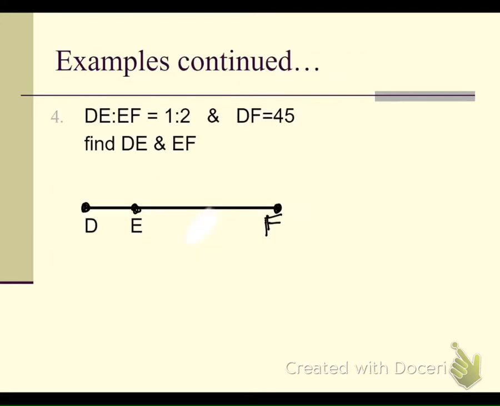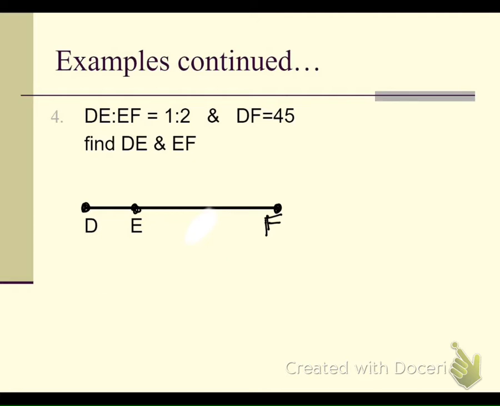Here we're talking about now the ratio of lengths of segments. So you see you have one giant segment that's comprised of 2 other smaller segments. And it tells you that DE's distance is proportional to EF. And we know that that ratio is going to be 1 part to 2 parts. And we know the whole length of the whole thing is going to be 45.